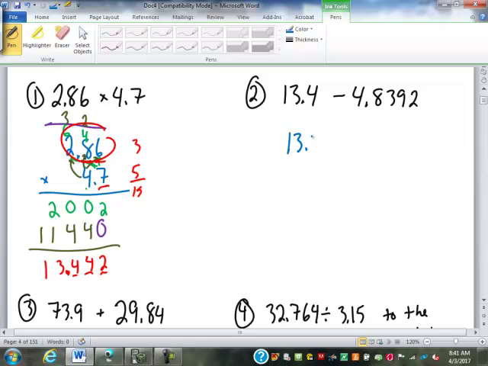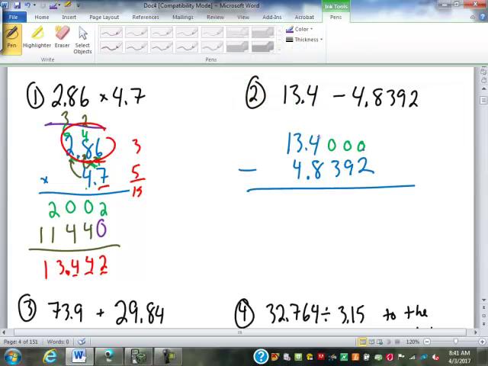Over here, 13.4 minus, I line up my decimal points. Remember, when we add or subtract, we have to line up the decimal point, because when we add or subtract, we must have the same name. So put in the decimal point there, 48392. I'm going to fill in my zeros here to fill in my missing places.